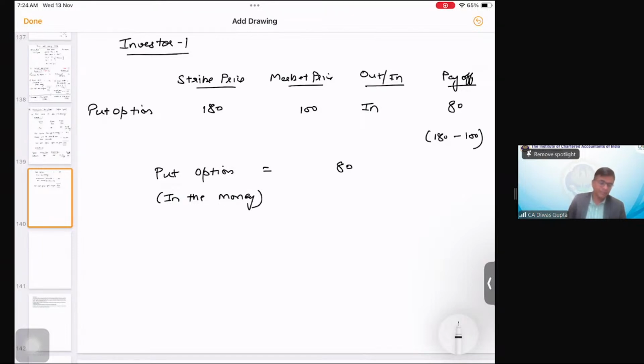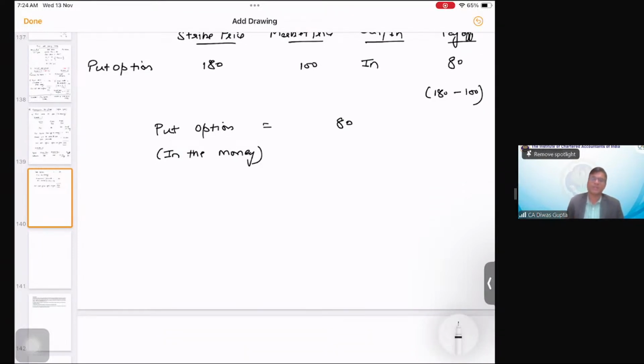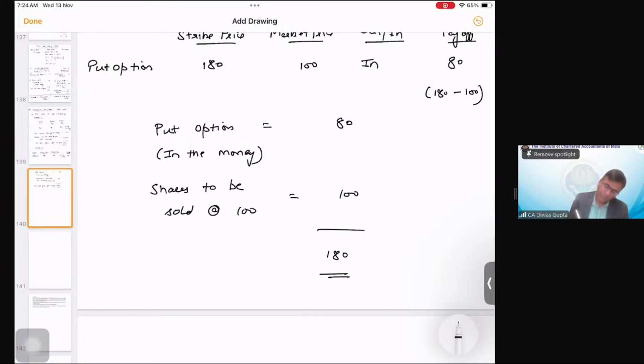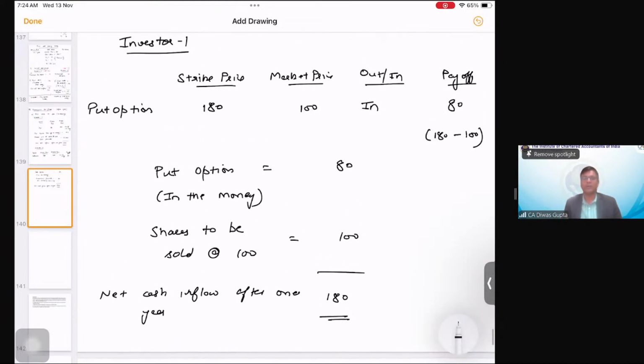Okay, and the shares that this investor has purchased will be sold at 100 rupees because the market price is 100. So shares to be sold at the rate 100. So this is 180 net cash inflow after 1 year. Clear?